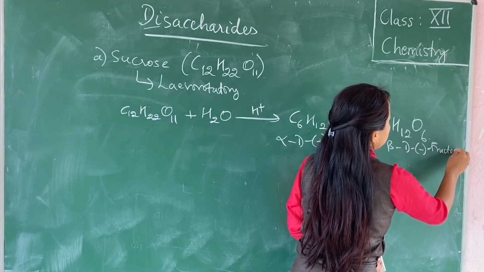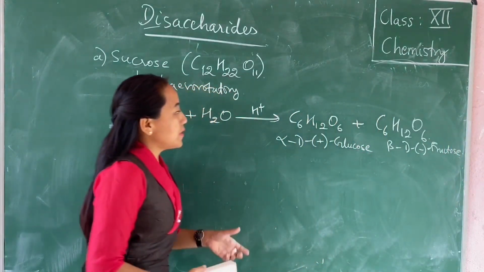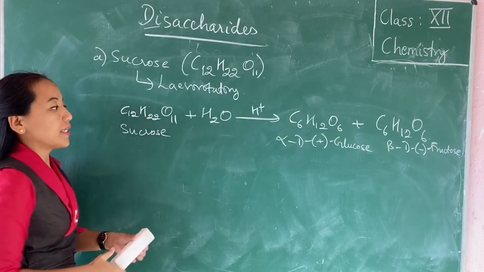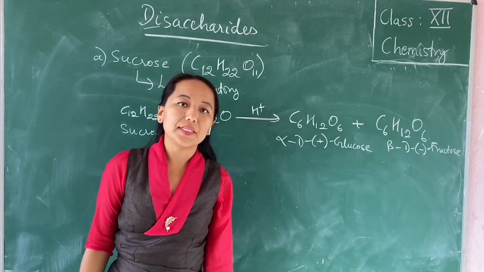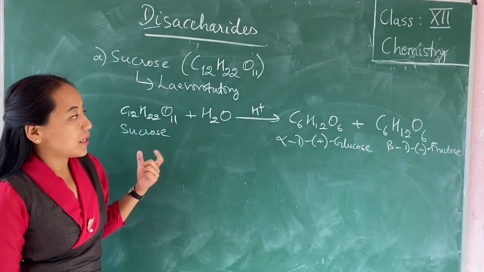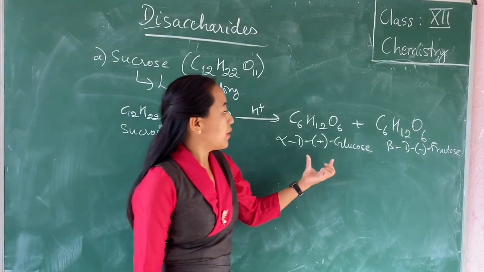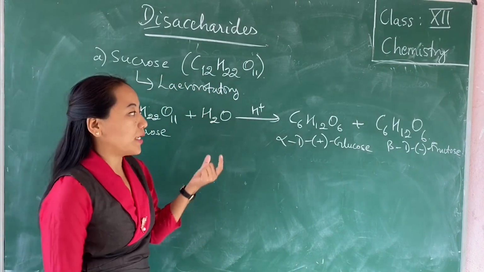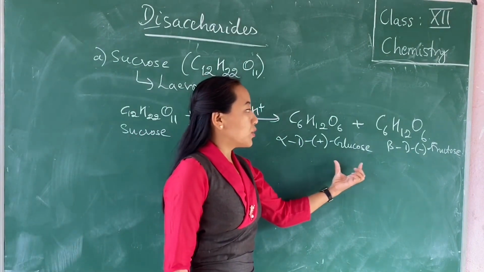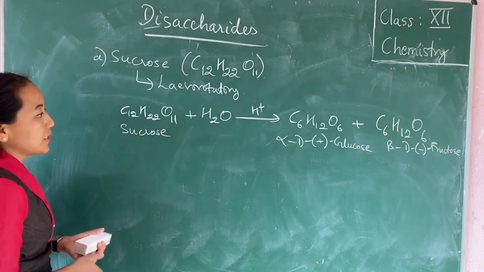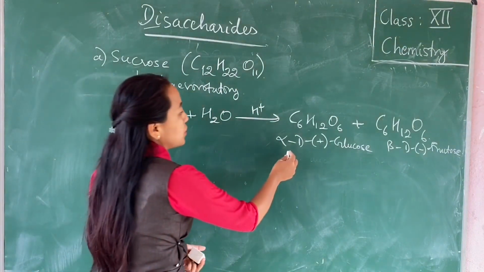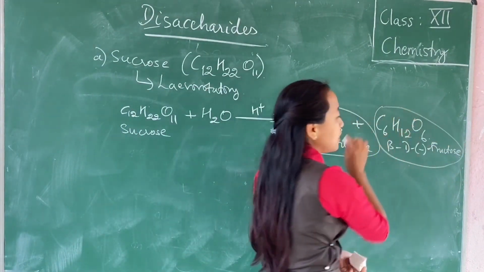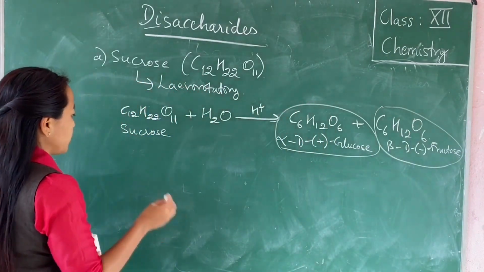From this, it is seen that sucrose is made up of two monosaccharides, that is alpha D plus glucose and beta D minus fructose. Now let us form sucrose by joining together alpha D glucose and beta D fructose. The formation of a bond or a linkage takes place between these two to form sucrose. For that, first you need to know the structure of alpha D glucose and the structure of beta D fructose. So first we'll draw the two structures.